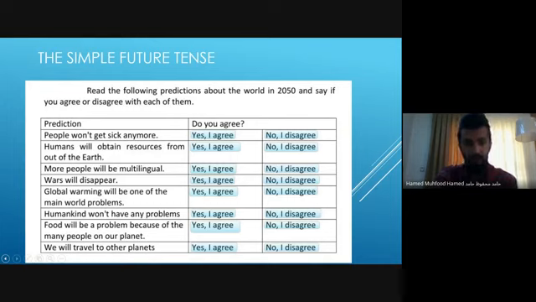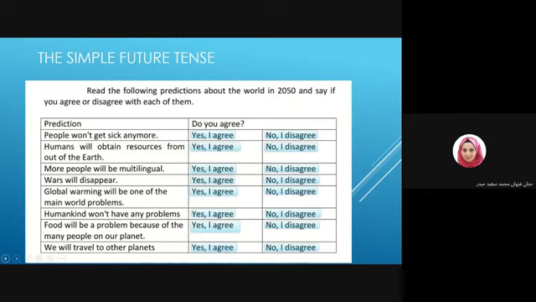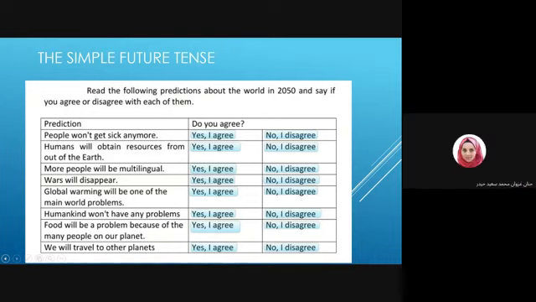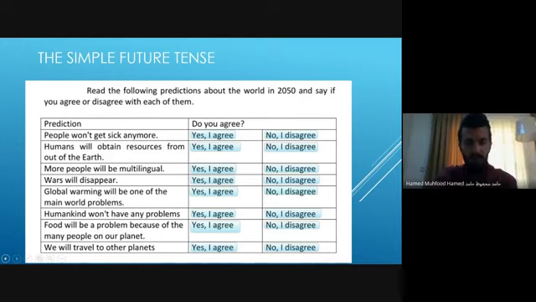The other prediction says wars will disappear. Hanan? No, I disagree. So you disagree. You think that we will have wars. More wars, maybe? Wars increasing. Okay, so you say that we will have many wars. Okay, so you disagree.